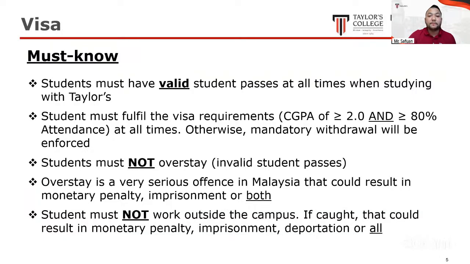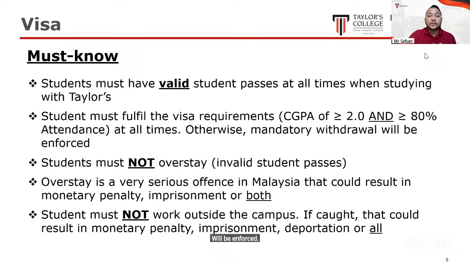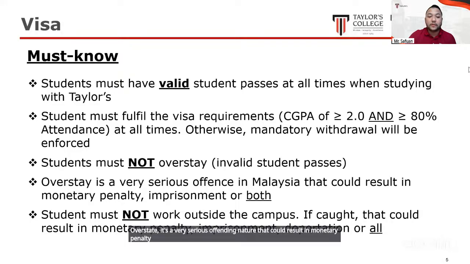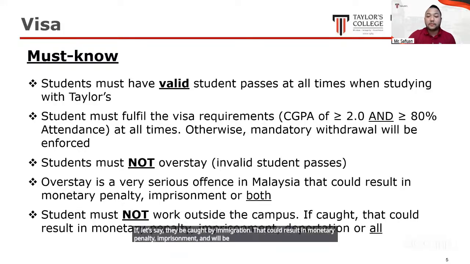Student must have a valid student pass at all times when studying with Taylor's. Student must fulfill the visa requirement, CGPA above 2.0, and 80% attendance at all times. Otherwise, mandatory withdrawal will be enforced. Student must not overstay in Malaysia. Overstay is a very serious offense in Malaysia that could result in monetary penalty, imprisonment, or both. For international students, they are not allowed to work outside the campus. If let's say they are caught by immigration, that could result in monetary penalty, imprisonment, and being deported from Malaysia.